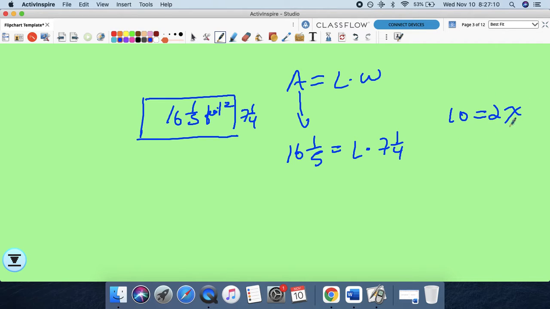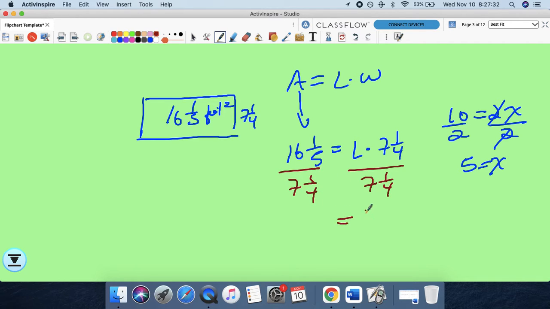2x equals 10. What would we do? To isolate the variable x and find the value of x, we use inverse operations. We would divide this by 2 and this by 2, right? And x would equal 5. So the same thing that we did here, we would do here. Obviously, we have to make a few adjustments because it's a mixed number, but the idea is the same. So I divide this by 7 1/4, divide this by 7 1/4, and that should give us our length.